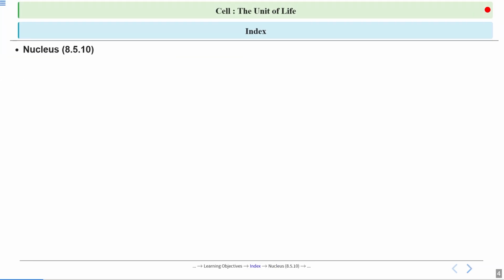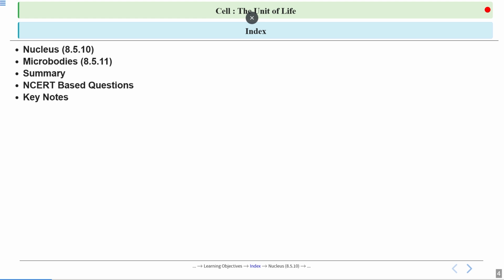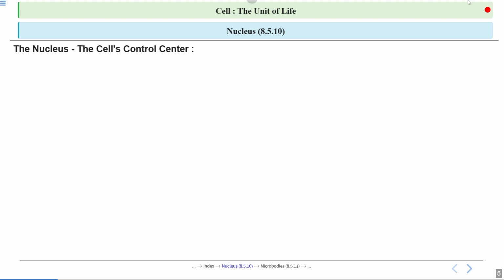In this session, we'll be talking about the nucleus, which is NCERT section 8.5.10. We'll be talking about the microbodies. Then we will summarize this entire session. We'll discuss some NCERT based questions related to these topics. There will be some keynotes with interesting questions and interesting information as well. And then there will be some interesting questions in the end that will enhance your critical thinking ability. So let's start with today's session. We'll be talking about the nucleus first.